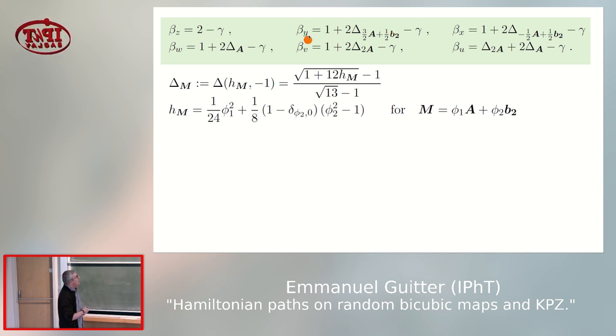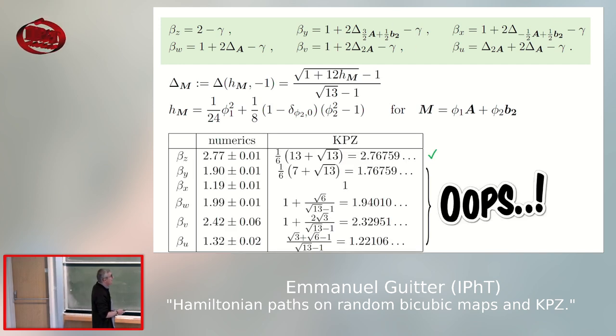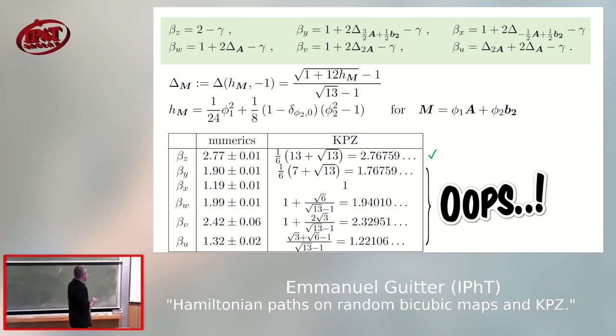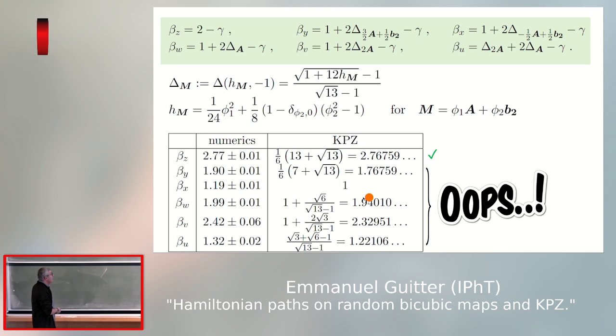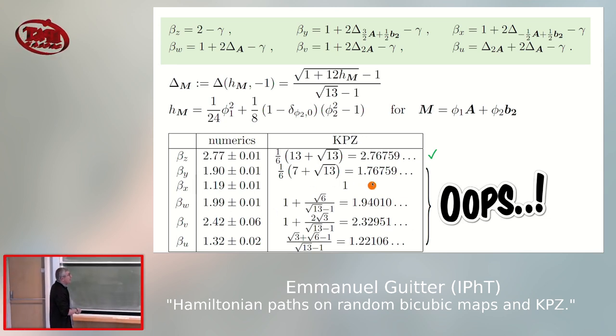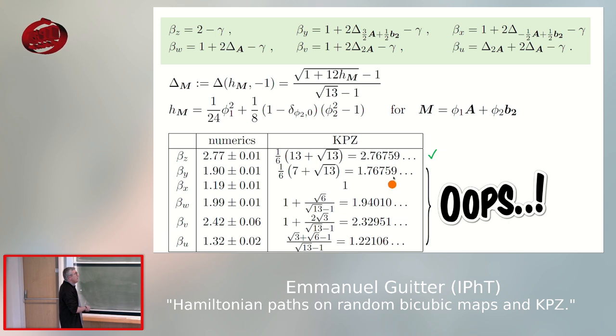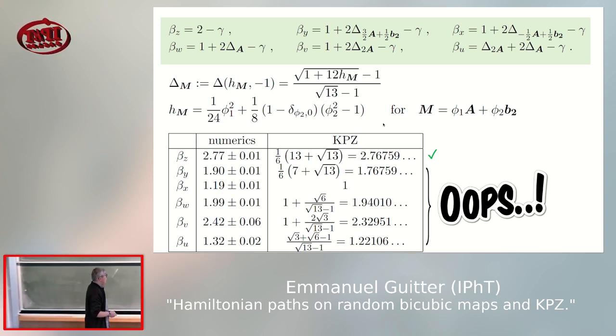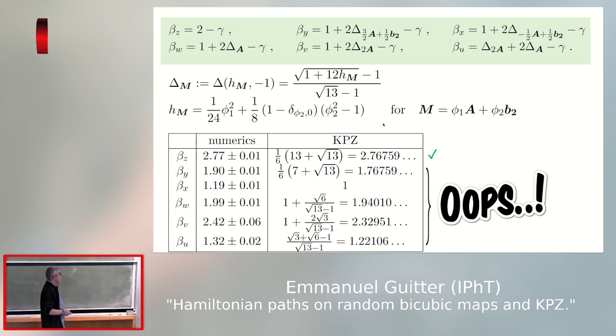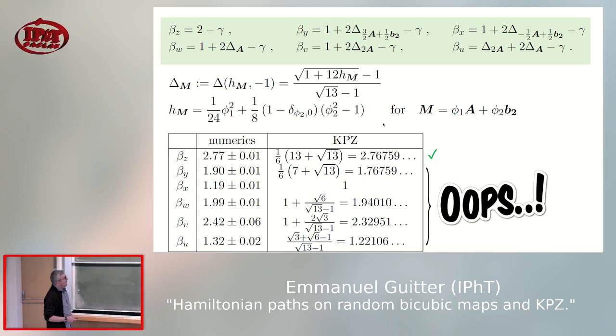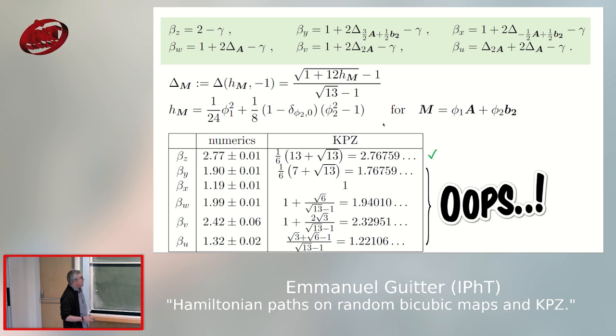Now what about the other five quantities? Okay. Oops. So that's something I didn't expect at all. This is the numerics. Okay. This is the KPZ prediction. So except for the first one, for the partition function, all the others, I mean, they don't match. They are systematically bigger than what KPZ predicts. Okay, so we were a bit annoyed with that. But actually, okay, so what can we do?